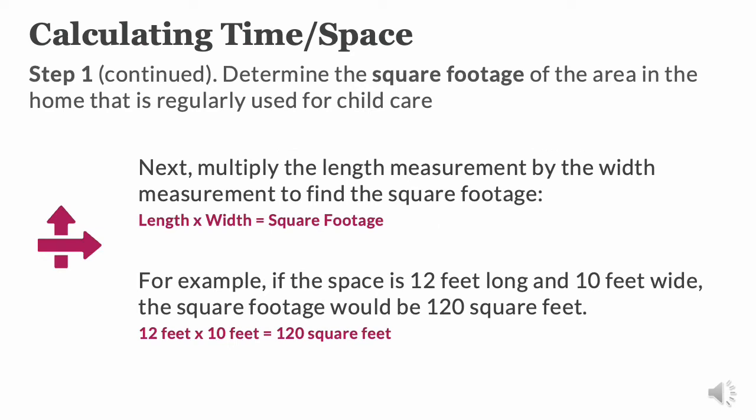This is what the calculation looks like. Multiply length by width of each regularly used area for child care. For each of those regularly used spaces, add the square footages together for an overall total for the child care program. For example, if the space is 12 feet long and 10 feet wide, the square footage would be 120 square feet, which is 12 feet by 10 feet.